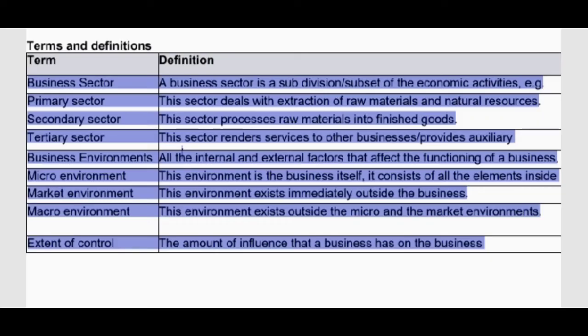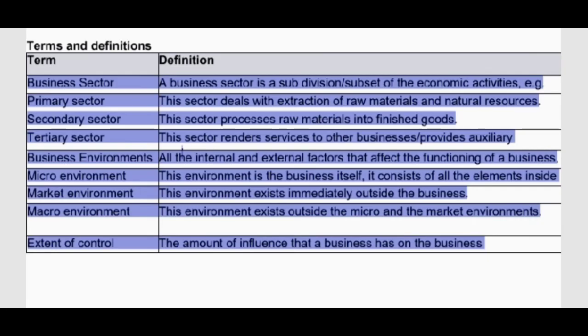Number two, look at the screen. We move to market environment. This environment exists immediately outside the business. When we speak about market, we are speaking about outside the business. It can be the competitors, people who are also running the business out there, customers. That's the market. And we have to know the control.